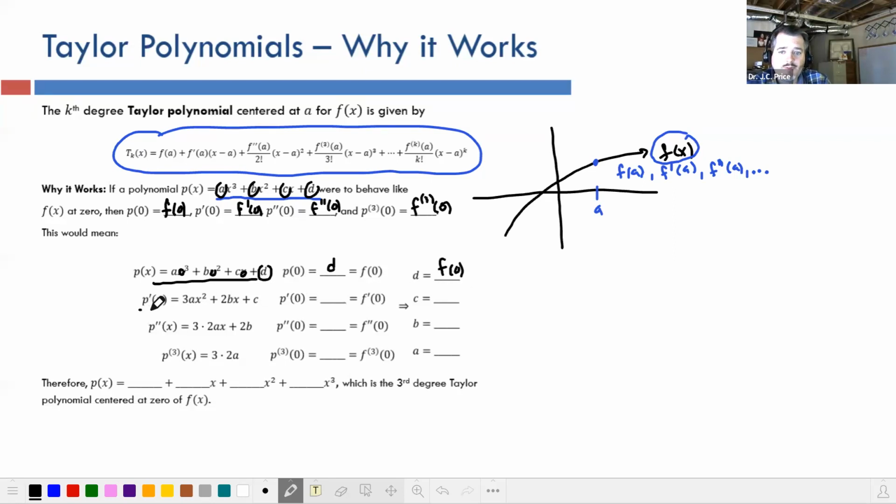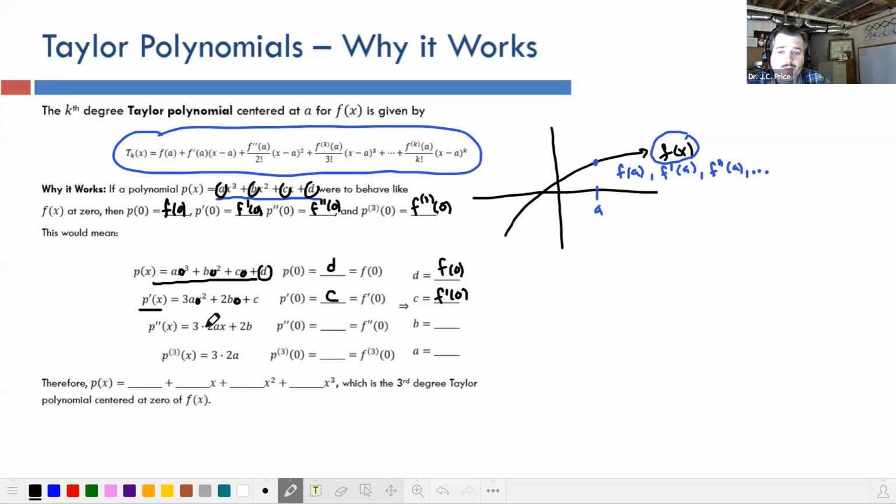Now take a derivative of your polynomial, right? So it's just basically what? The power comes down, you get 3ax squared. The 2 comes down, 2bx plus c, derivative of d is 0. Now plug in 0 again. So you put a 0 here, you put a 0 there. Those terms go away, and you just get c. So c is equal to the first derivative of f evaluated at 0. So that's what c should be.